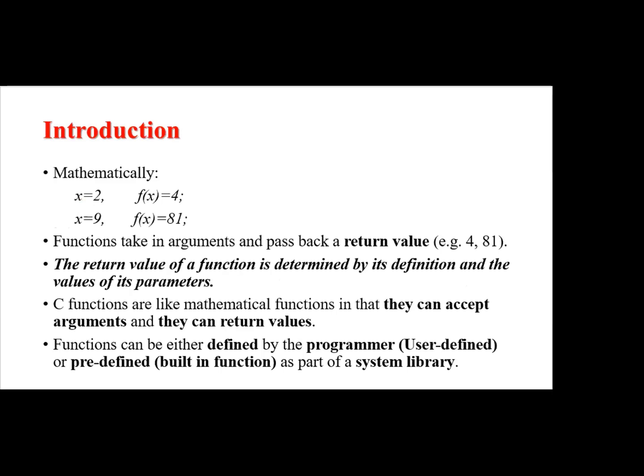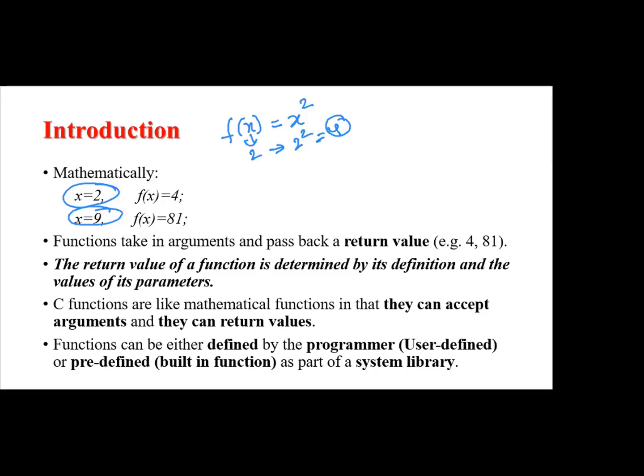When we write mathematically, if the value of x is equal to 2, then f(x) is equal to 4, since we know that f(x) is x squared. So if we put the value as 2, then we have 2 squared, which is 4. If the value of x is 9, then we have 81, that is 9 into 9, which is equal to 81.